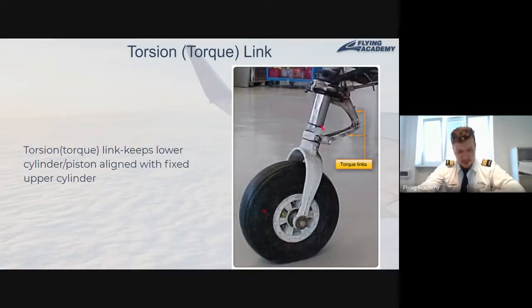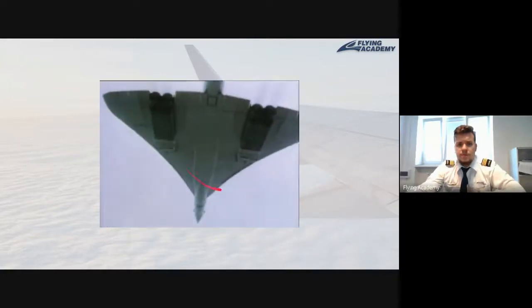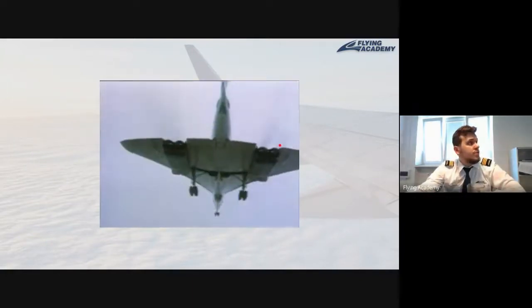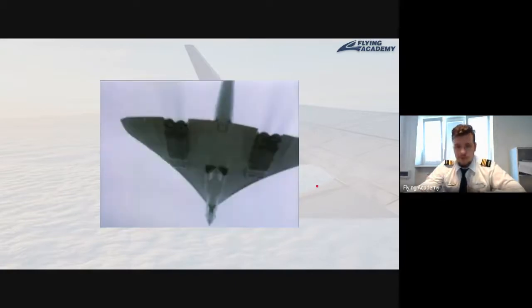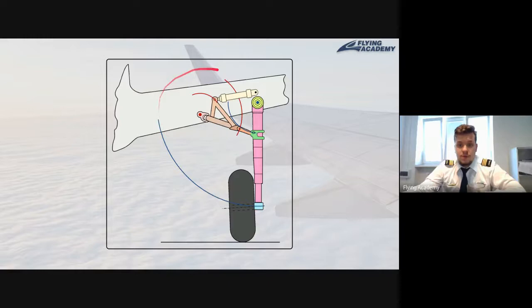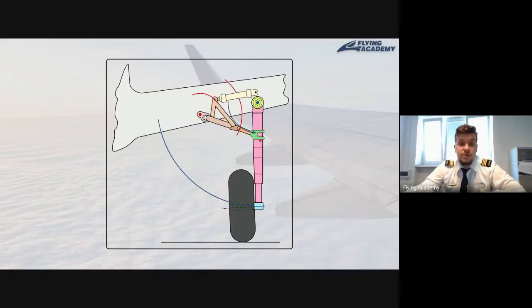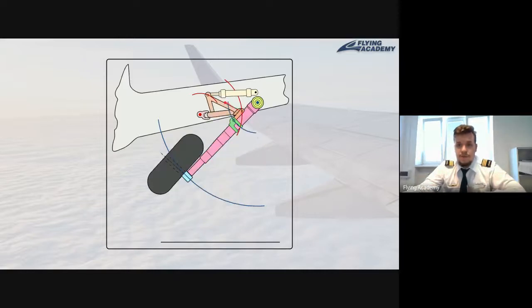Yeah, one more picture with the torsion link. And now let's speak in more detail regarding the process of extension and retraction of the landing gear. Now we know all of the elements. Now let's pay more attention to the process of retraction and extension itself.